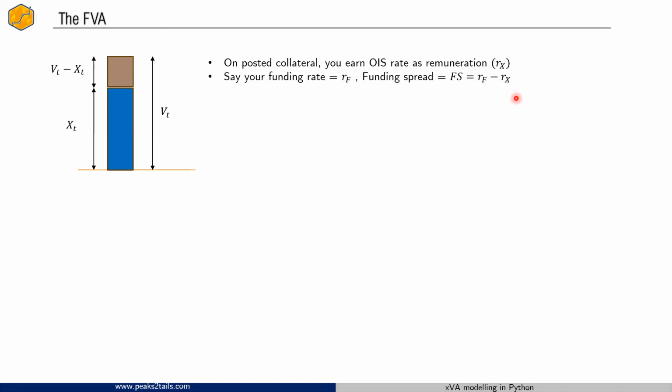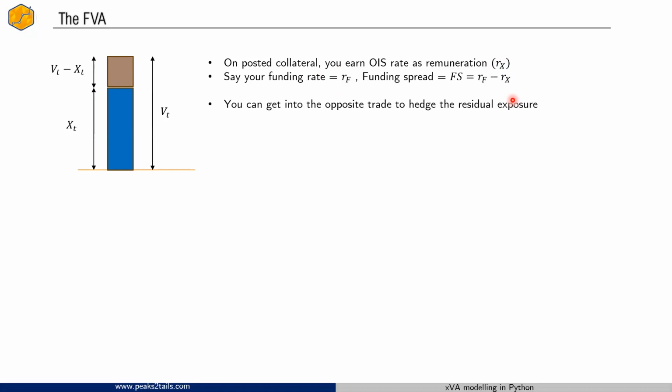Now, this is your loss. You are able to earn this much from your collateral that you posted, but your borrowing rate is RF. So the difference is what you are incurring as a cost. I hope now it makes sense.